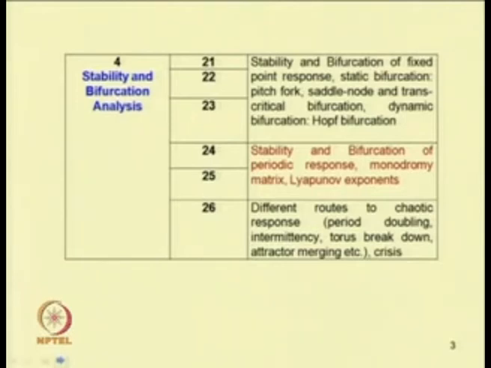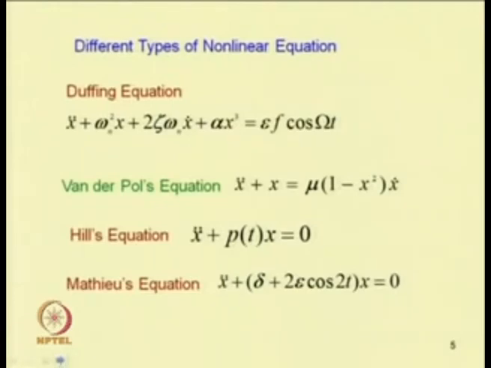So, coming to the stability and bifurcation analysis, first we should know what we mean by stability of a system. In previous classes we have discussed different types of nonlinear systems. Particularly we have studied the Duffing equation, in which we have taken the system in this form: x double dot plus omega n square x plus 2 zeta omega n x dot plus alpha x cube, if you are taking cubic nonlinearity.